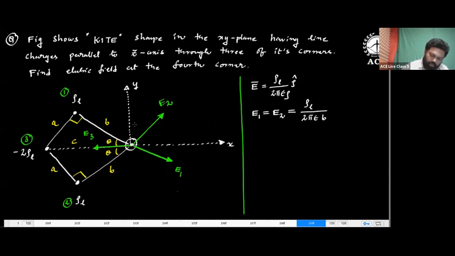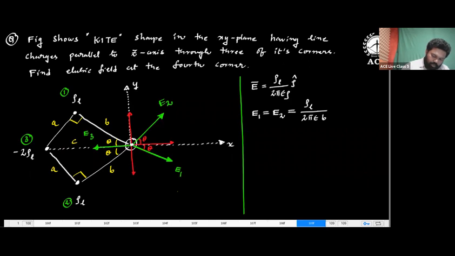Now resolve into the components, beta. This angle is theta. I'm showing all the things on the same diagram. This angle is also theta. This angle is also theta. This is theta. This is also theta. Resolve into the components. Like this. Like this. And like this.